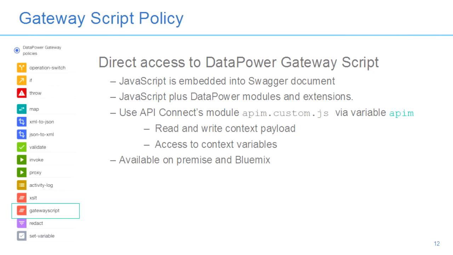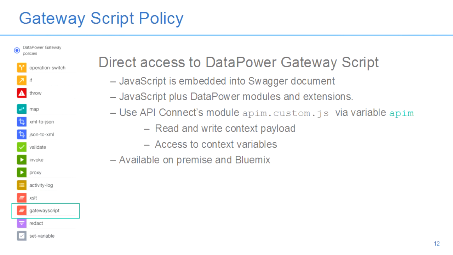When you run that policy, we are automatically loading the API Connect module using an apim variable in that session. So through that, you can do things like reading and writing context, payload or variables, and a few other things that are available in that module.